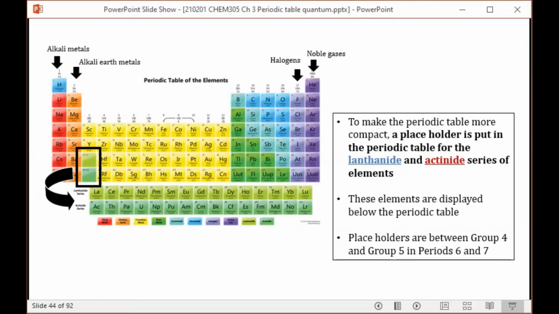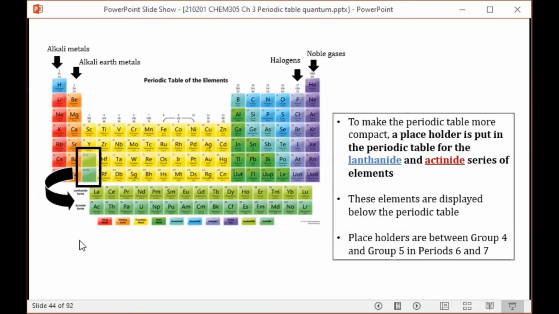So these elements should be, where I circled here in black, they should be here in black, where these black space holders are, stretching out 14 spaces across to make a really long periodic table. But that would be really difficult to display compactly. And so what chemists did is they put in two placeholders here, with lanthanum being the first, where the first placeholder is, and actinium being where the second placeholder is, hence their names, the lanthanide series and the actinide series.